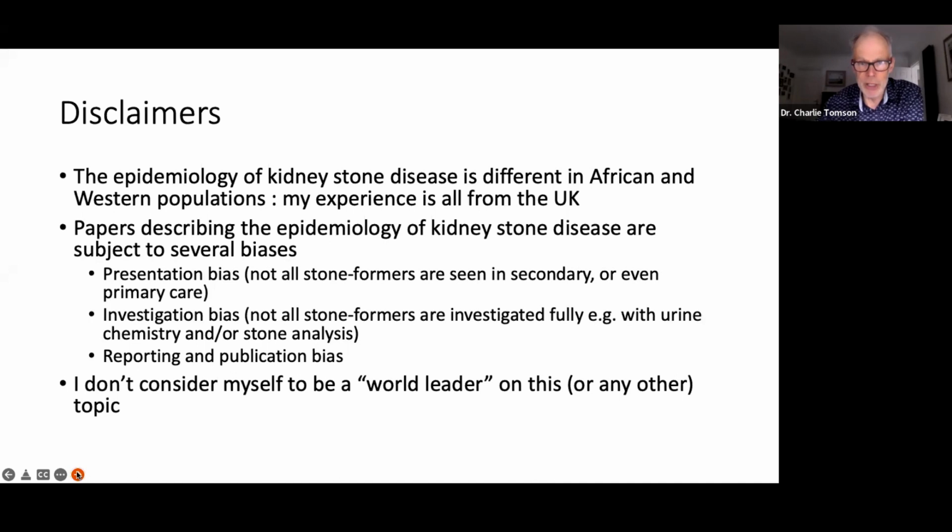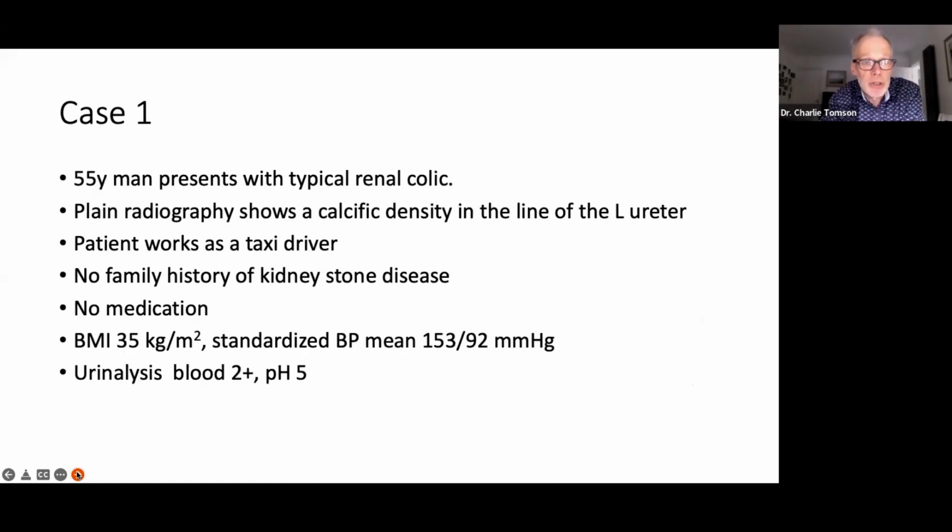I don't personally consider myself to be a world leader, but I did run a metabolic stone clinic and saw numerous patients with kidney stone disease every week for my working life, for many years. So I have lots of clinical experience and a little bit of published research on the topic. So I'm going to go straight into the cases. I'm going to present you with a series of cases, and I'm going to ask the chairpeople to collate comments as they come in on the chat box, and then present some information around each type of kidney stone disease.